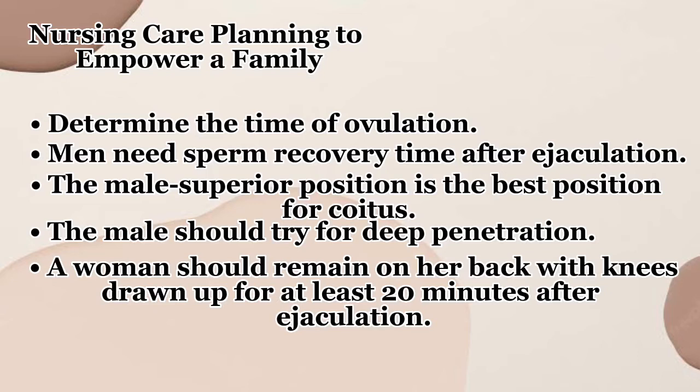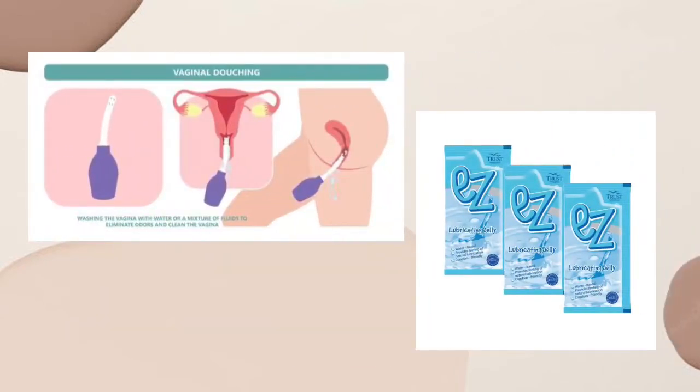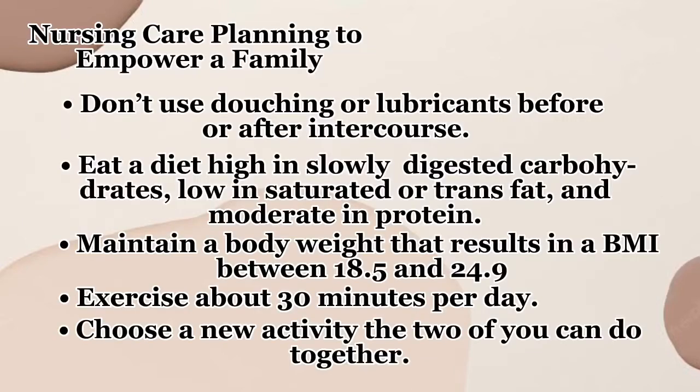The male should try for deep penetration so ejaculation places sperm as close as possible to the cervix. Elevating a woman's hips on a small pillow can facilitate sperm being deposited near the opening to the cervix. A woman should remain on her back with knees thrown up for at least 20 minutes after ejaculation to help sperm remain near the cervix. Don't use douching or lubricants before or after intercourse, so vaginal pH is unaltered, which can interfere with sperm mobility.